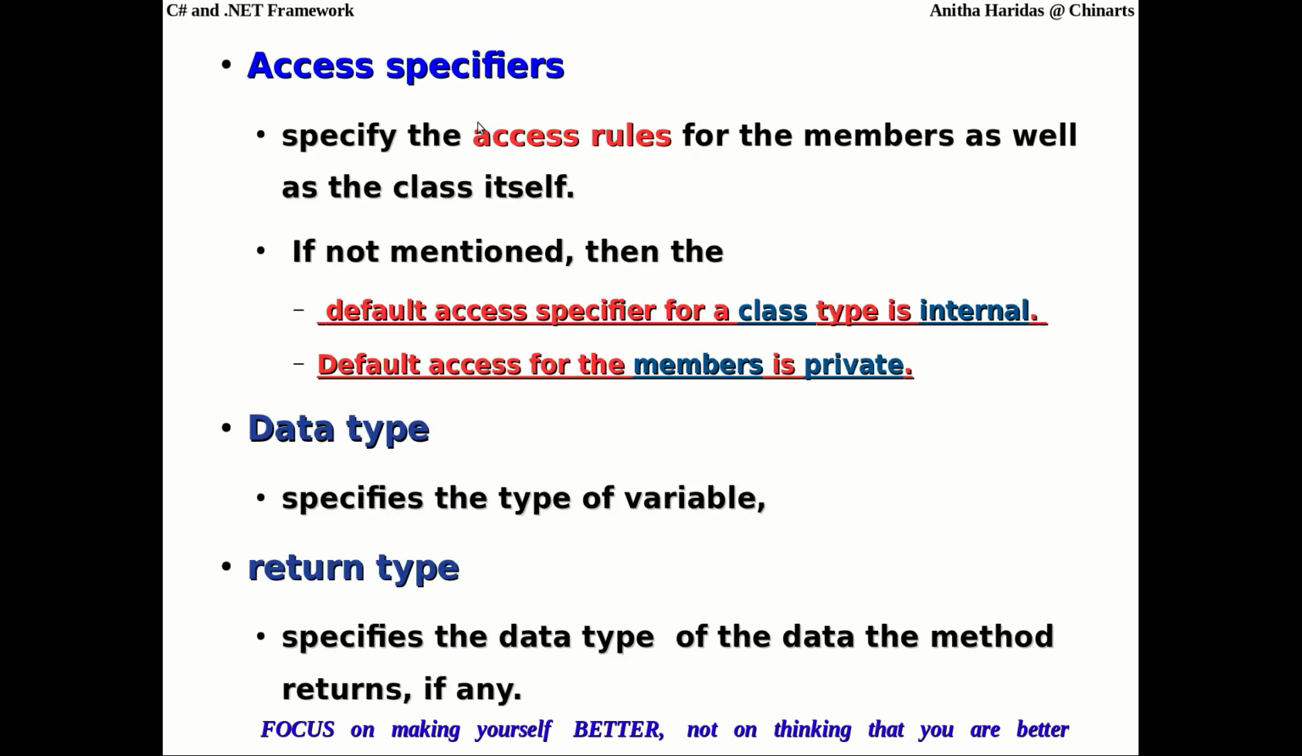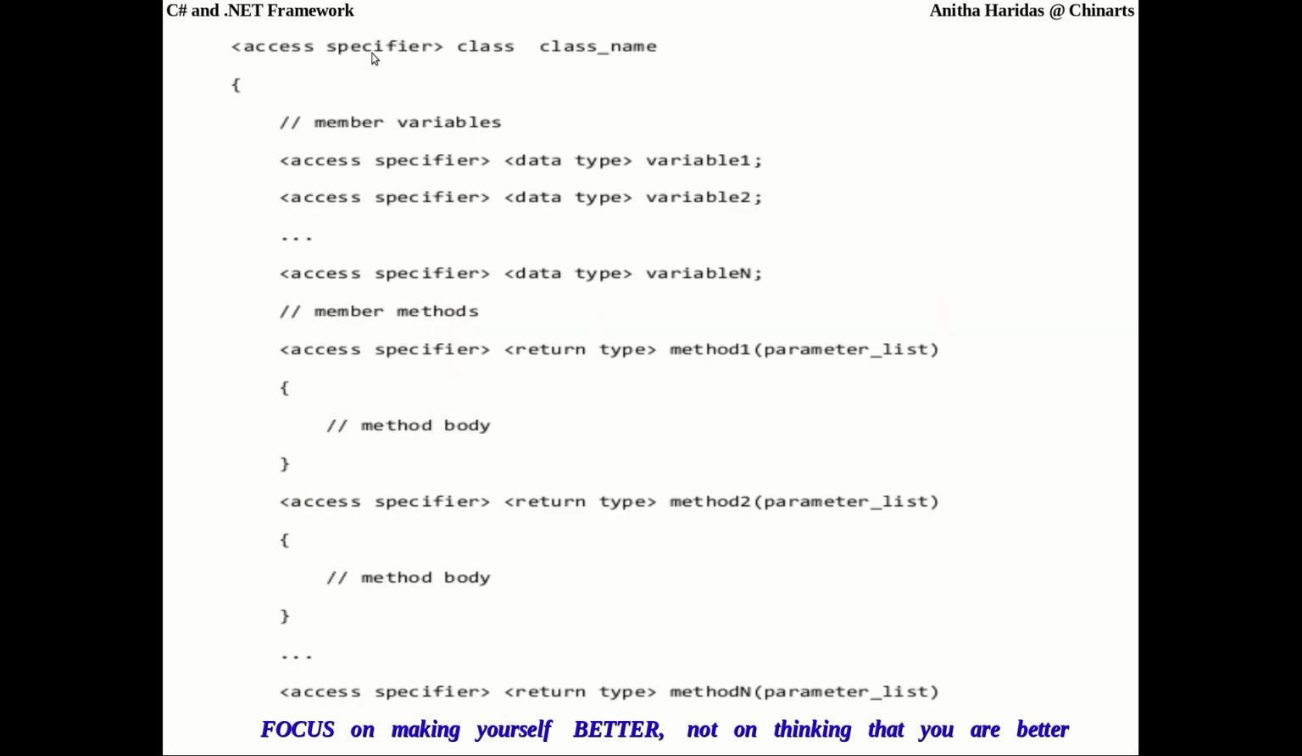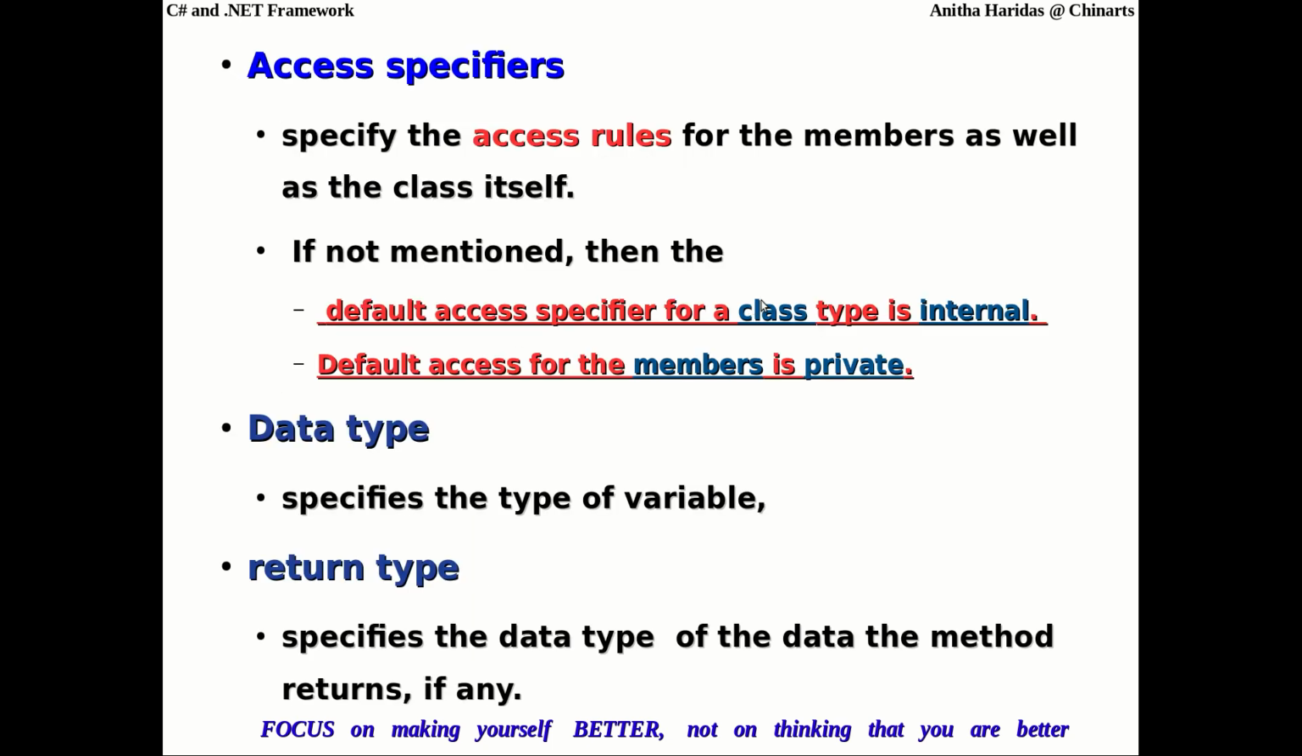Now the access specifier is used to specify the access rules for the members as well as the class itself. If the access specifier is not specified, then for classes, internal becomes the default access specifier. For the data members and method members, private becomes the default access specifier.